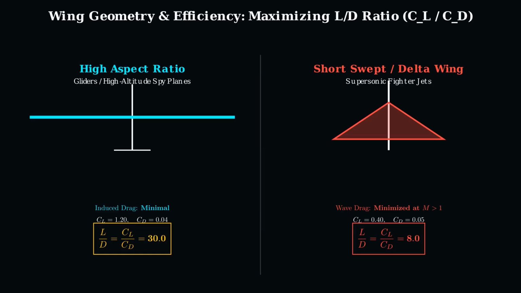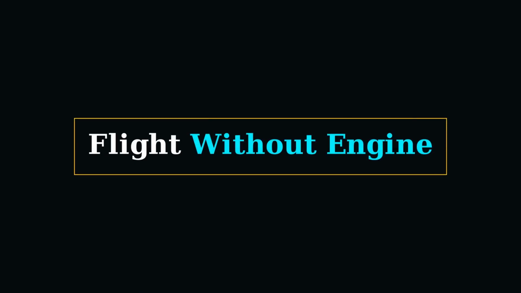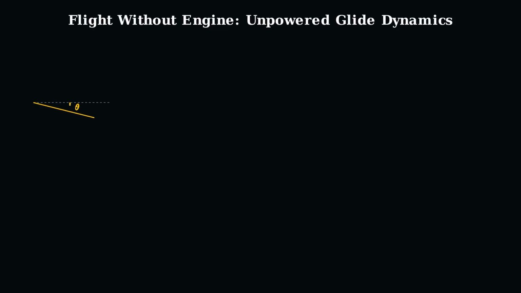What happens when there is no engine? What about a gliding hawk, a soaring sailplane, or a paper airplane thrown across a room? When thrust drops to zero, gravity becomes the engine. The flying object pitches downward at an angle theta, using its potential energy, its altitude, to maintain forward speed.